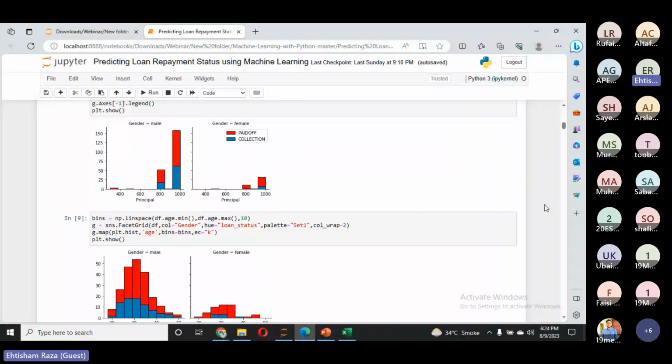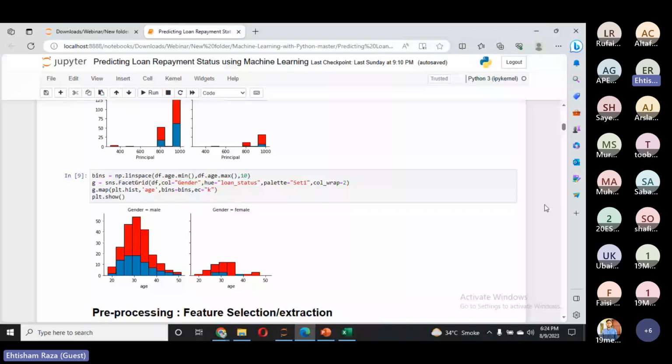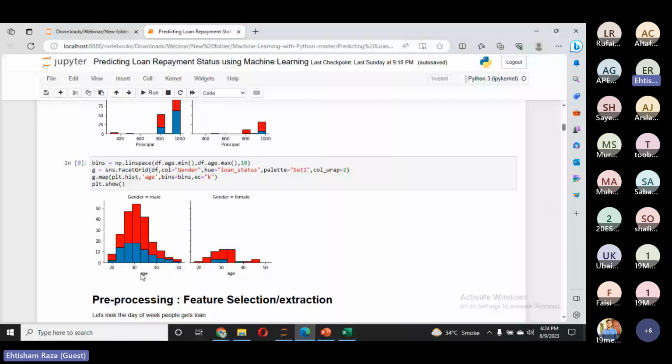Okay, based on age, what kind of people often tend not to pay back? If you see this, we have created the age on the x-axis, and on the y-axis we have paid back or not. Red is for paid, and blue is collection, where we still have to collect the payback. For most of the males, from about age 22 to 30, they have not paid back. But if we talk about the females, most of the females have paid back the loans. So this is what we are observing.